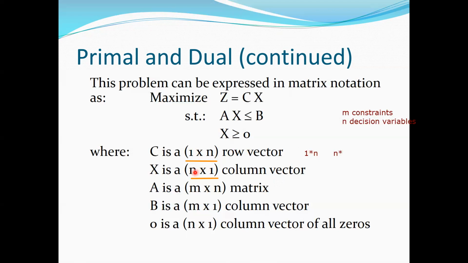Otherwise, it's not possible. So when you're trying to multiply matrices, you write the dimensions of each matrix side by side. I'm going to write 1 cross n, the first matrix, the C matrix. The second matrix is n cross 1. This n and this n have to match. If these 2 quantities are not the same, those matrices cannot be multiplied.